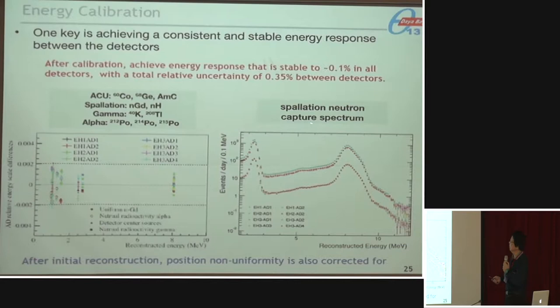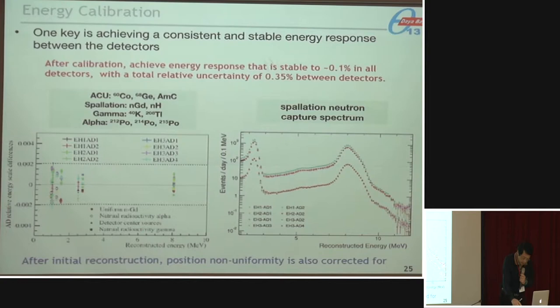So the energy calibration, of course, becomes very important. We have weekly energy calibration through different automatic calibration units with different sources, like cobalt-60, germanium-68, americium and carbon. We also can use the muon-induced spallation neutrons and a few other in situ backgrounds, and you can see these range between about half an MeV all the way to about an 8 MeV region. So this is the spallation neutron capture. You can see there's a hydrogen capture and also gadolinium capture. This 2.2 MeV is very clear.